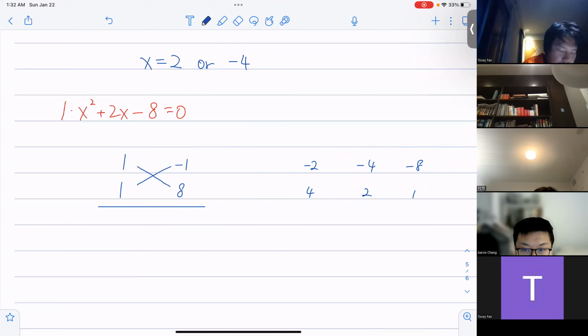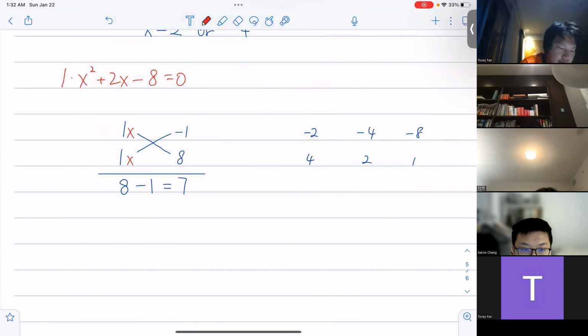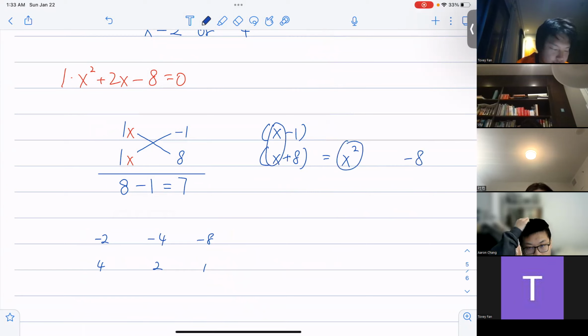So we do 1 times 8, that's 8. And then we add 1 times -1 this way. 1 times -1 minus 1, that's going to be 7. What this means is actually, remember, these are x terms. What this means is just x minus 1 times x plus 8. If we multiply them out, we have x squared, and minus 1 times 8, minus 8. So x times x is x squared, and -1 times 8 is -8.